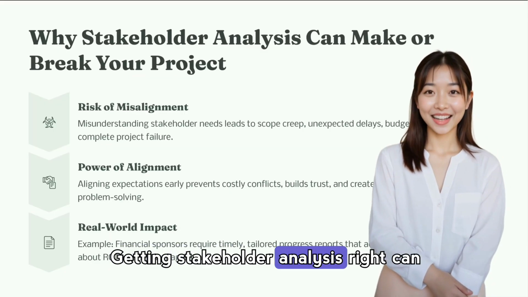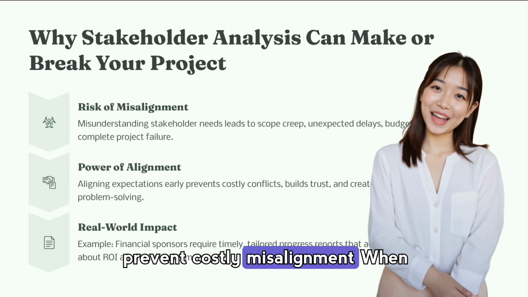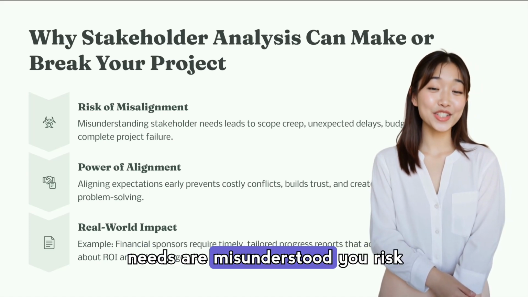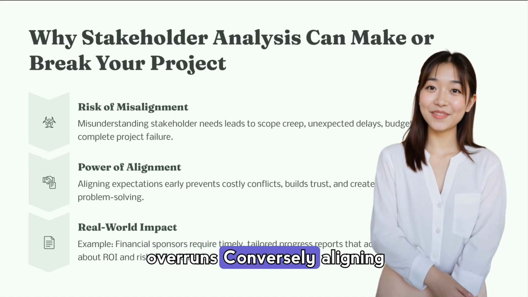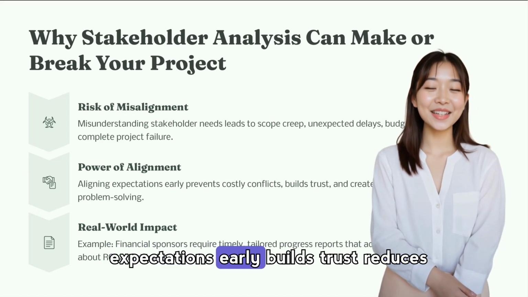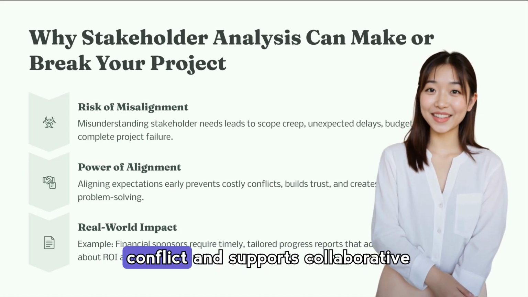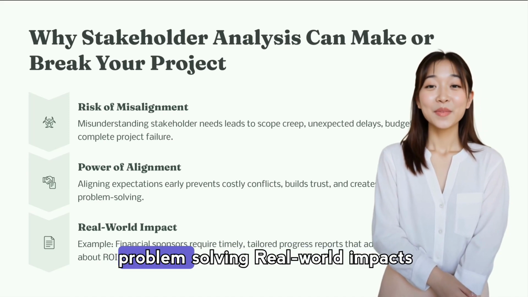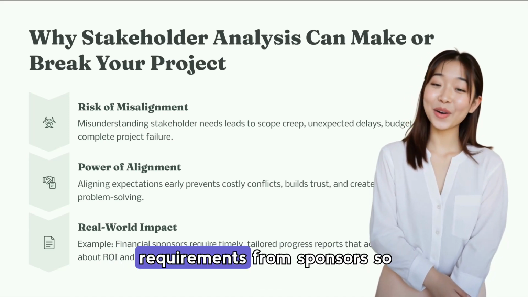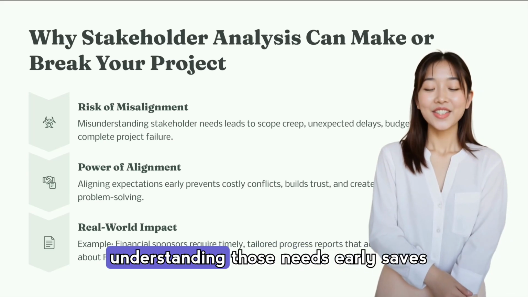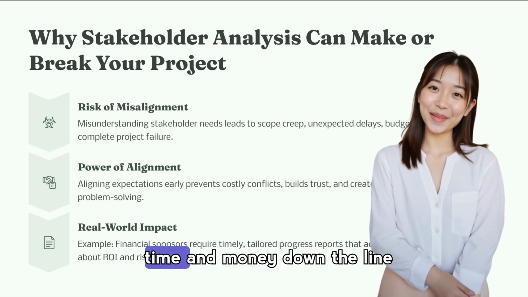Getting stakeholder analysis right can prevent costly misalignment. When needs are misunderstood, you risk scope creep, delays, and budget overruns. Conversely, aligning expectations early builds trust, reduces conflict, and supports collaborative problem-solving. Real-world impacts often include tailored reporting requirements from sponsors, so understanding those needs early saves time and money down the line.